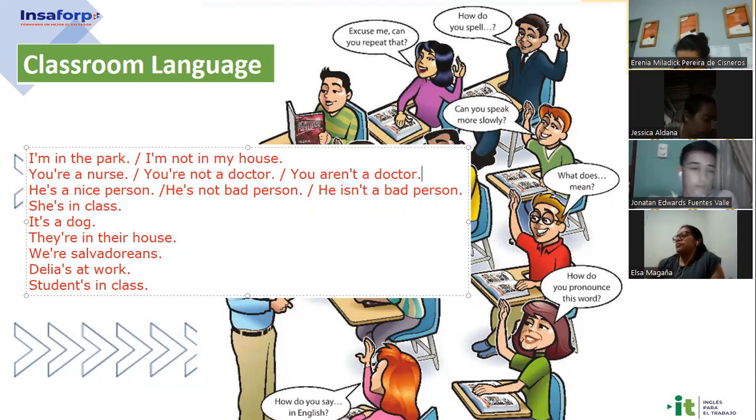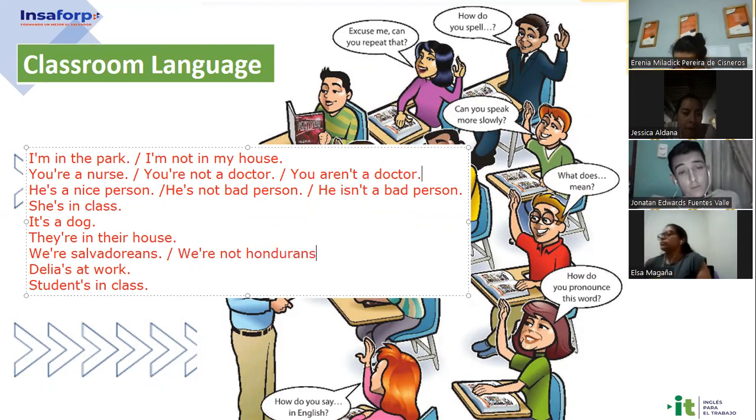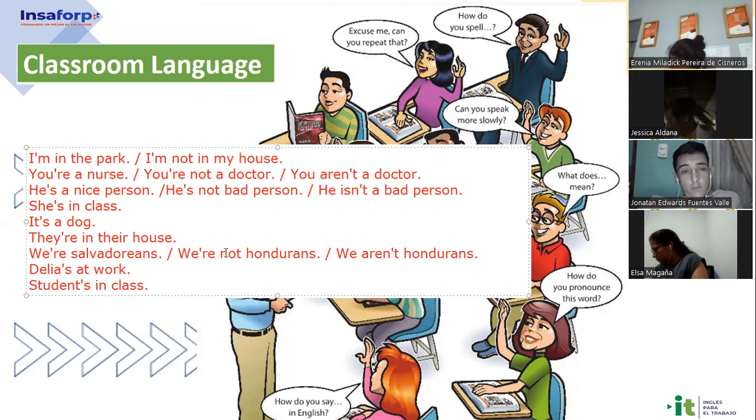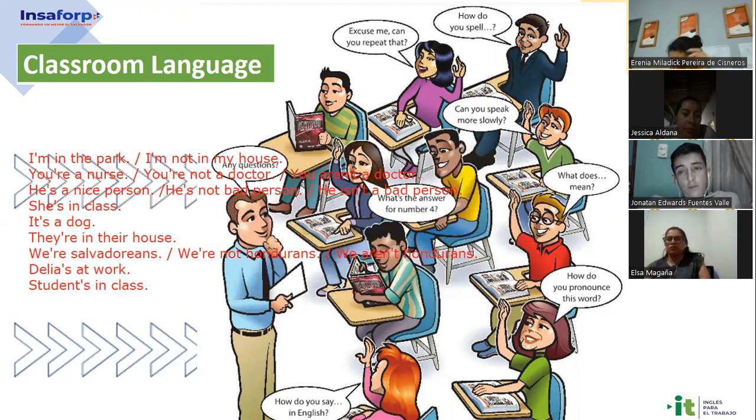The last example, if you want. We are not Hondurans, right? We're Salvadoran, we're not Honduran. Okay, and we aren't Hondurans. Again, look, we made the contraction with the subject and with the verb to be too. No problem. The two are correct. Understand, Atilio? Yes. Okay, thank you. Thank you very much.